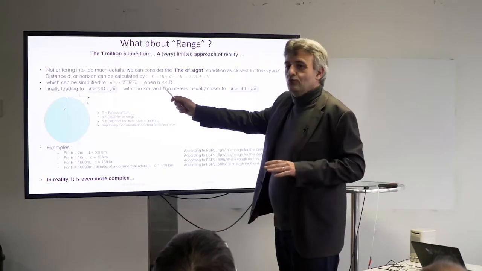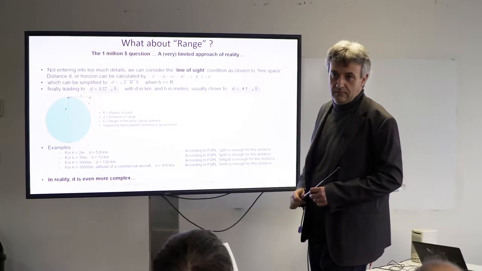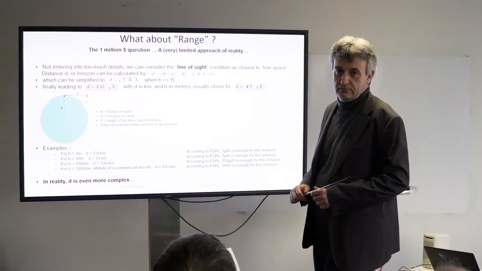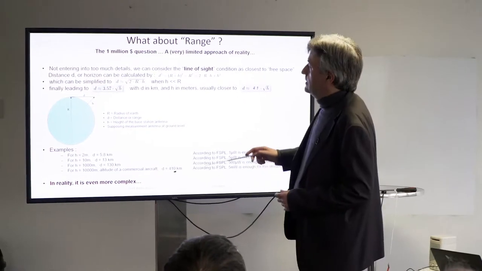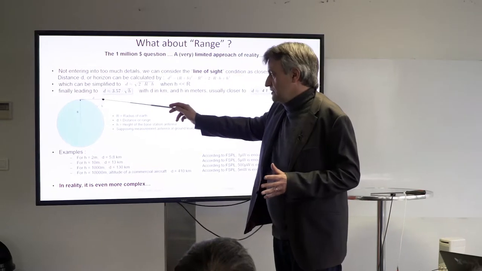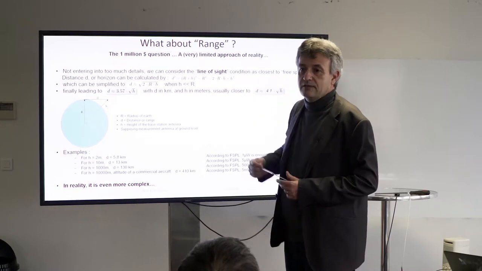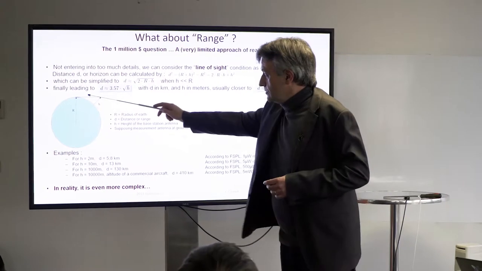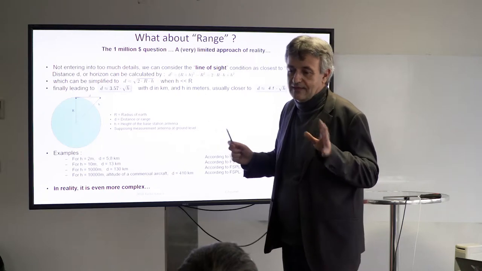So, not entering into too much detail once again, we can consider that what we call the line of sight is the closest condition to free space loss. Line of sight means that you are not in free space, but at least you have a transmitting or receiving antenna, that's the same, but let's say it's a transmitting antenna, which is over the ground at a certain altitude. And because it is at altitude, it has a certain area of almost free space, not exactly, but almost free space.